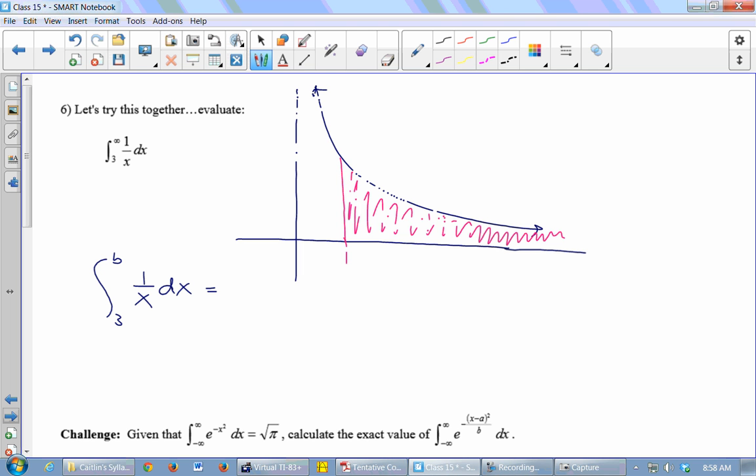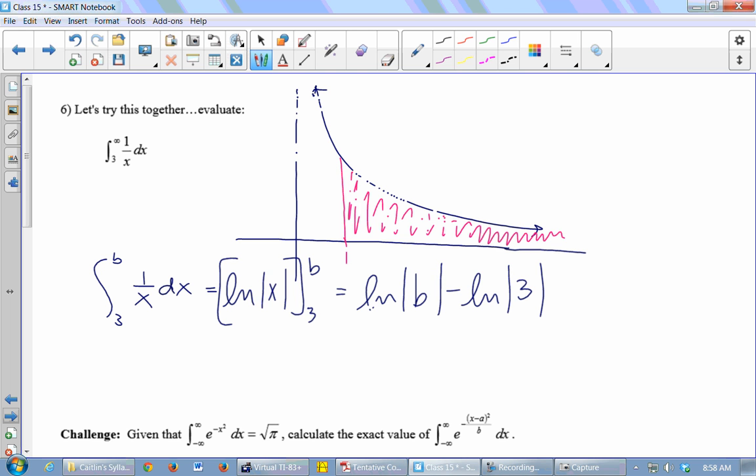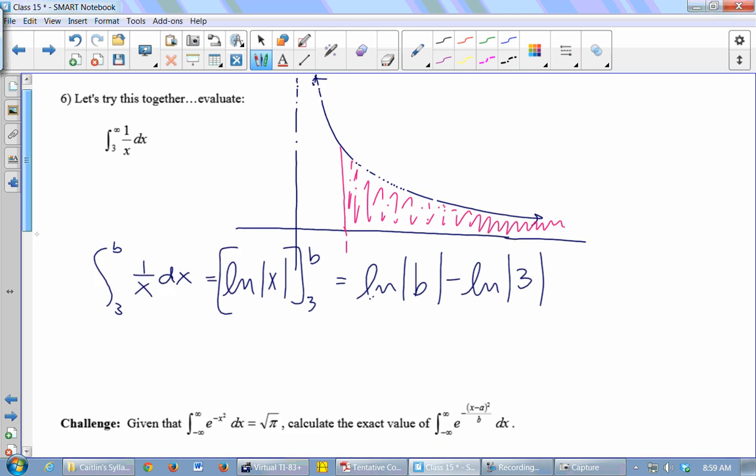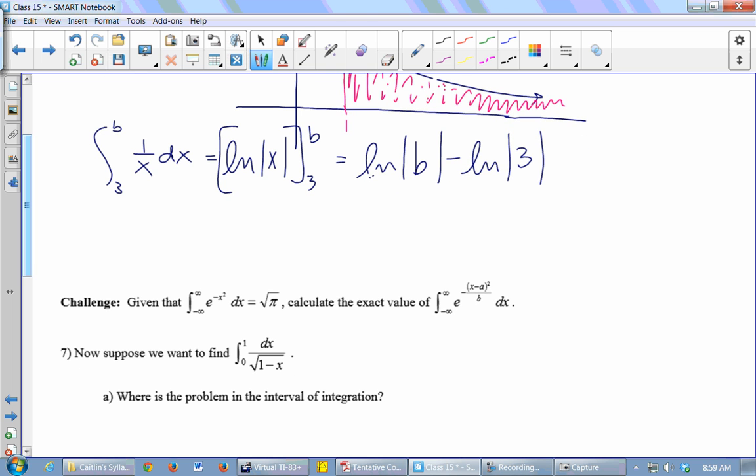Right? What's the antiderivative of 1 over x? ln x. So this is going to be the ln of x evaluated from 3 to b. So we've got the ln of b minus the ln of 3. So that represents the area under 1 over x from 1 to any constant b. So I can stop it at any point and calculate that area. Then I'm just going to take the limit as b goes to infinity.